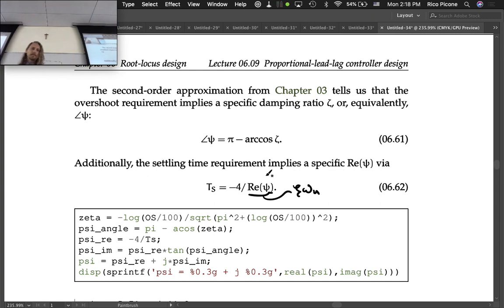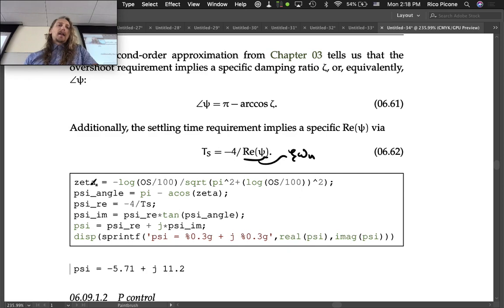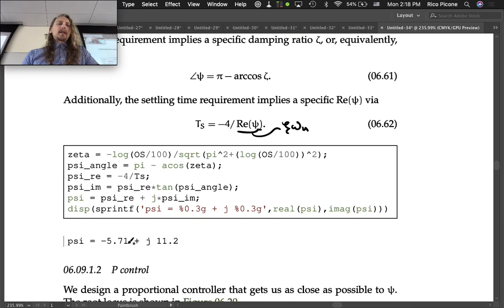So I just do that programmatically. I compute zeta from the overshoot. I compute the psi angle from this equation, 661. I compute the real part of psi from the settling time. And I compute the imaginary part using trigonometry from this psi angle. Okay? And then I print it out, and this is the location of our design point, negative 5.7 plus j11.